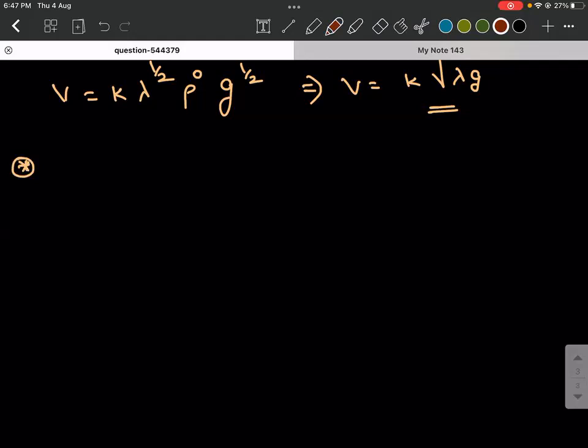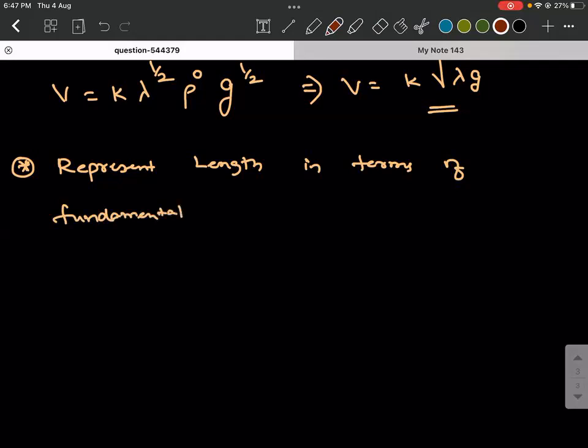So there was a doubt asked yesterday. The question is to represent length in terms of fundamental quantities: velocity, gravitational constant, which is capital G, and Planck's constant, which is h.